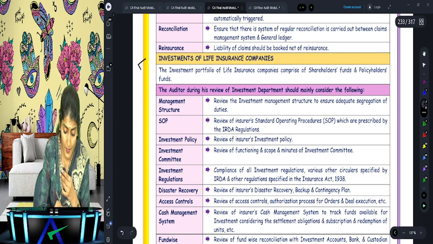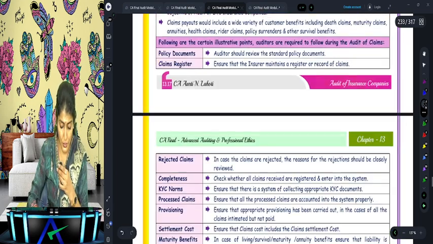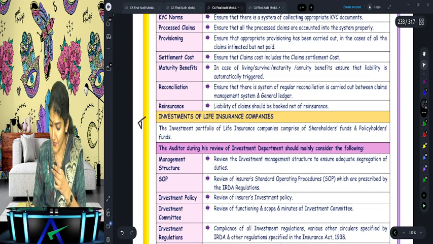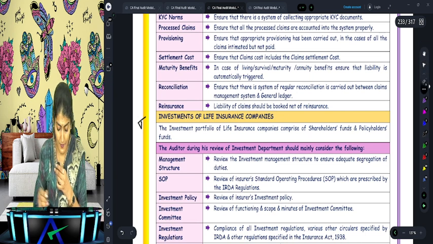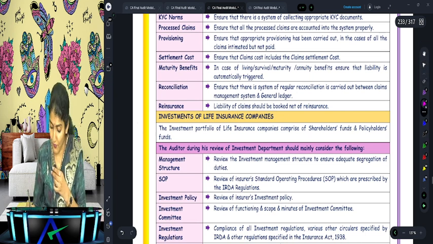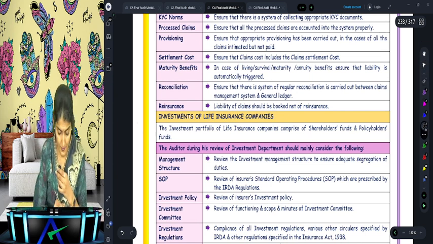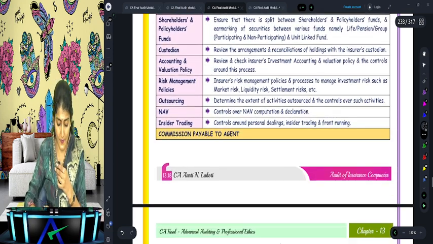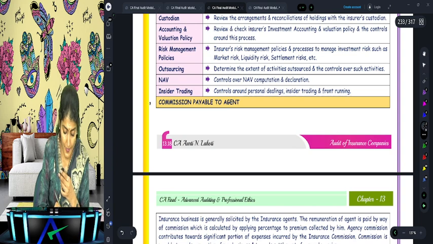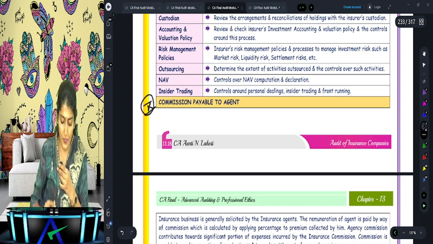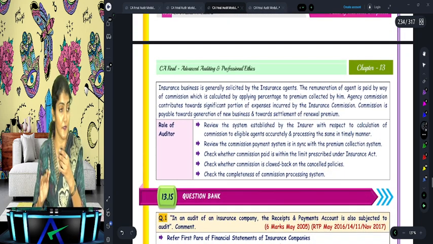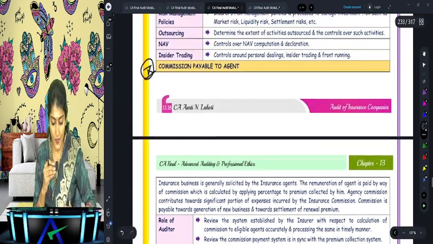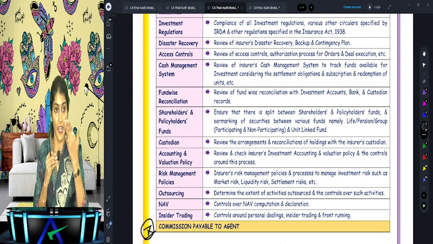Then you have the investments of the life insurance company. So point number 8 is done. Point number 9 is regarding the investments of the life insurance company. And then you have point number 10, which is regarding the commission payable to the agent of the life insurance company. This is what we have for our discussion for the life insurance company.